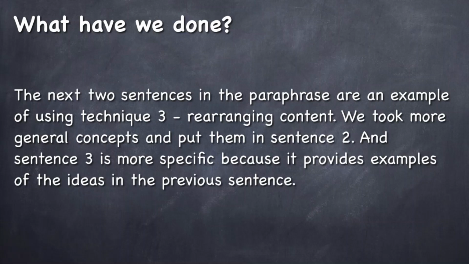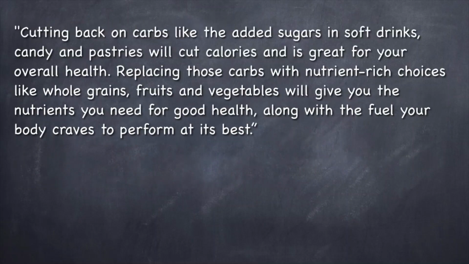So when you paraphrase, what you can do is rearrange the content to flow from general to specific. And that's exactly what we did here. This is the original. Cutting back on carbs like the added sugars, you see? Cutting back on carbs, this is general, and now the author goes into examples. The added sugars in soft drinks, candy, and pastries.